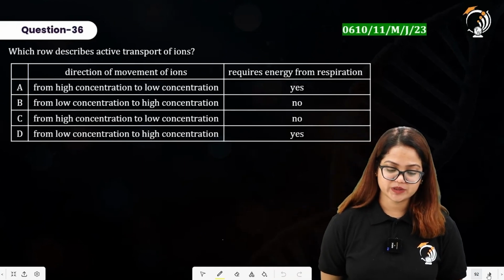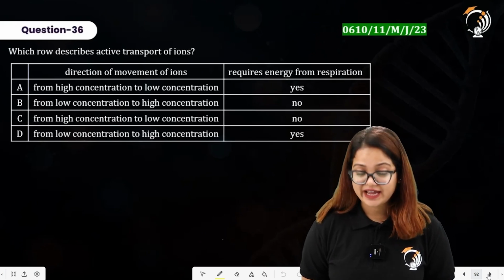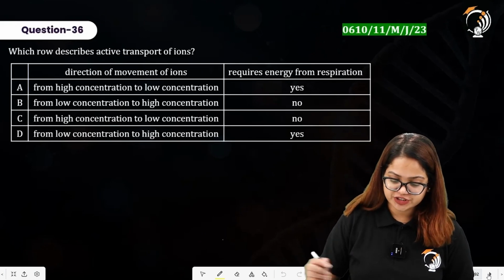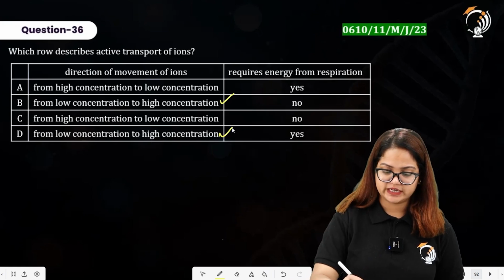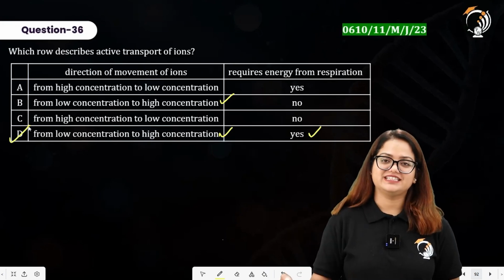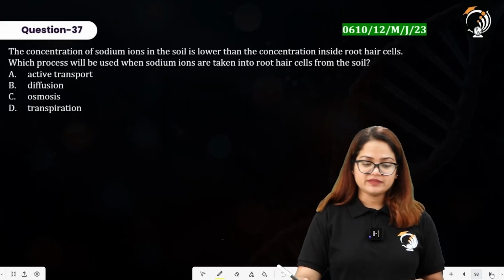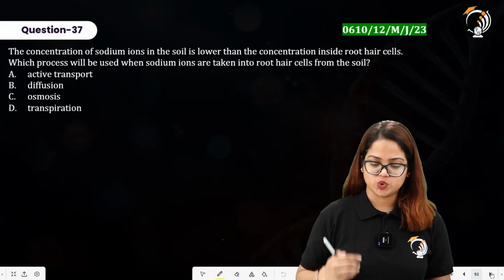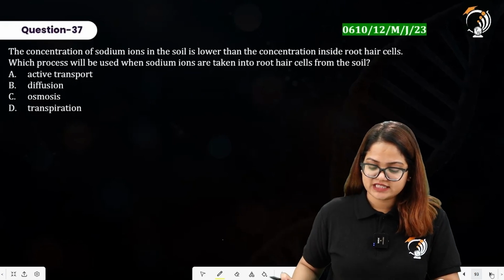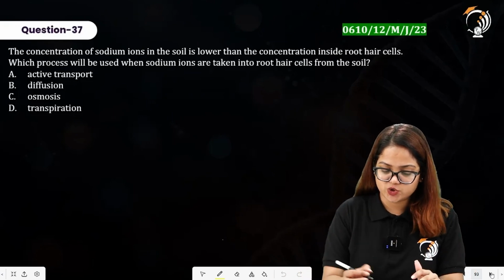Question number 36 says, which row describes active transport of ions? So, direction of movement of ions from low concentration to high concentration, alright, and requires energy from respiration, yes, so it should be D for the right answer. The concentration of sodium ions in the soil is lower than the concentration inside root hair cell. So, concentration of sodium ions in the soil is lower.